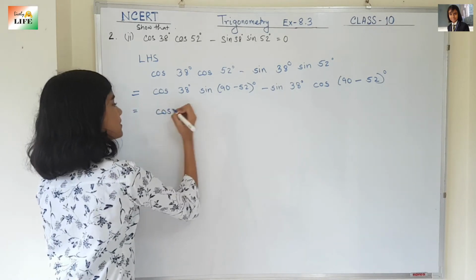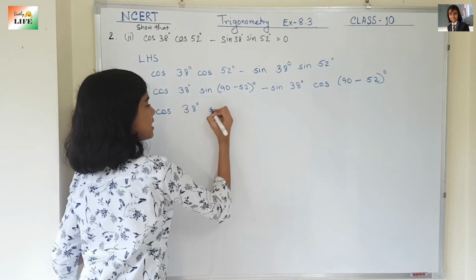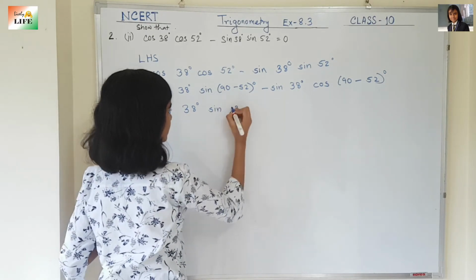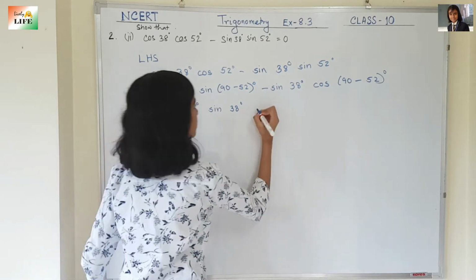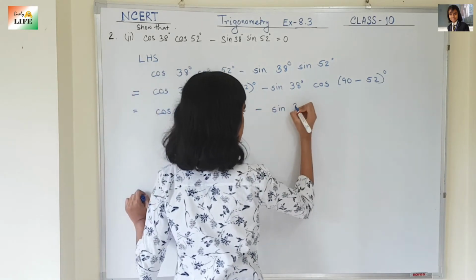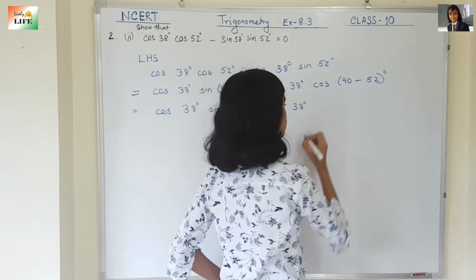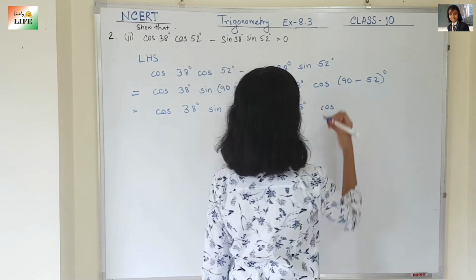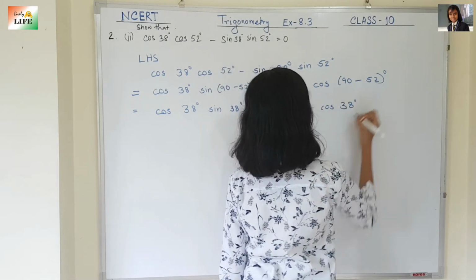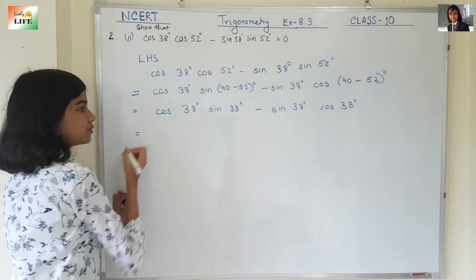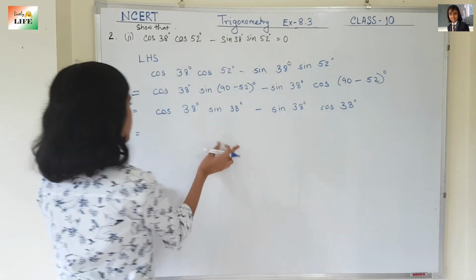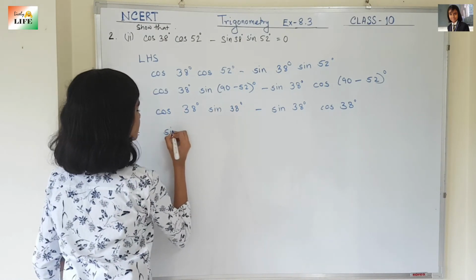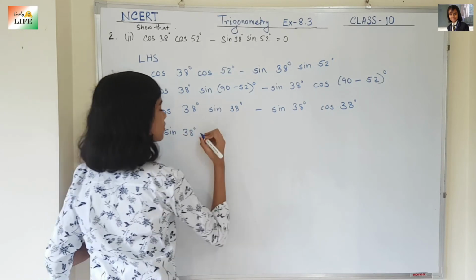Now cos 38, sin, what is 90 minus 52? It is 38. Sin 38, then cos, again 90 minus 52, so 38, right? Now over there is sin 38 cos 38, so we can write cos 38 sin 38 as sin 38 cos 38, right?